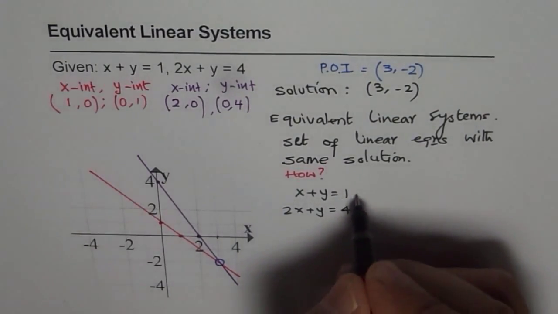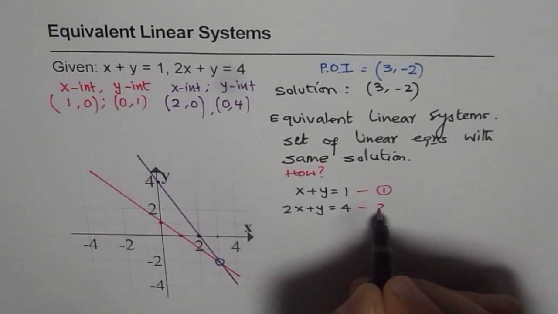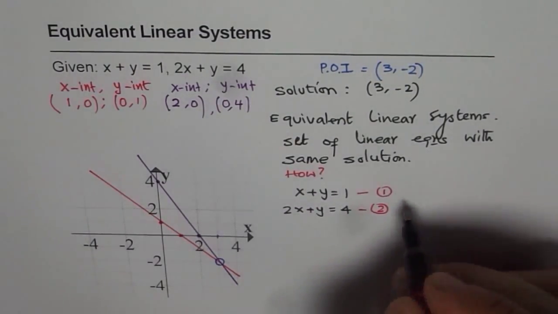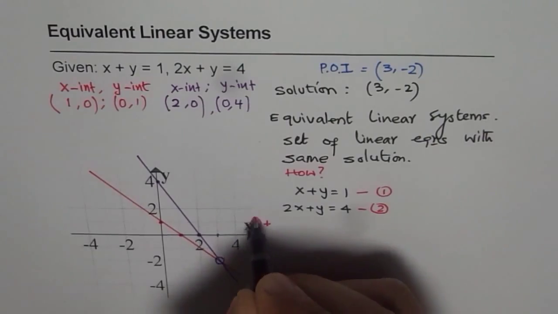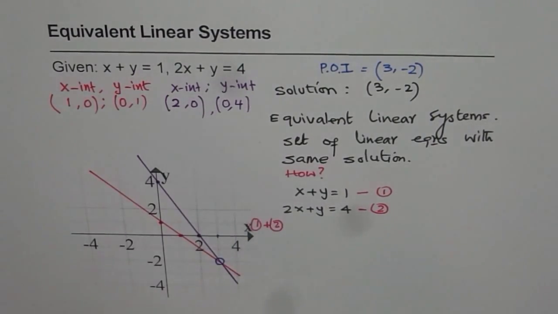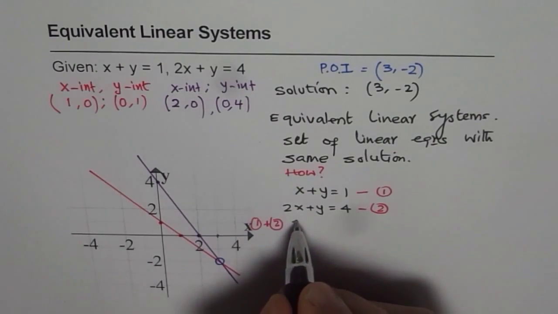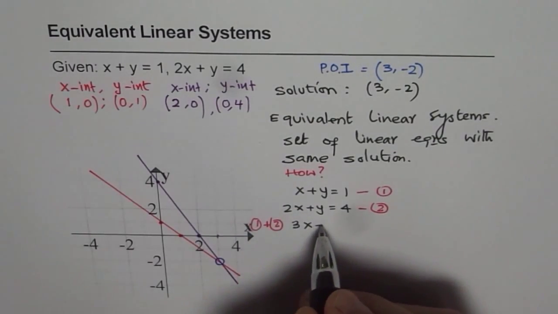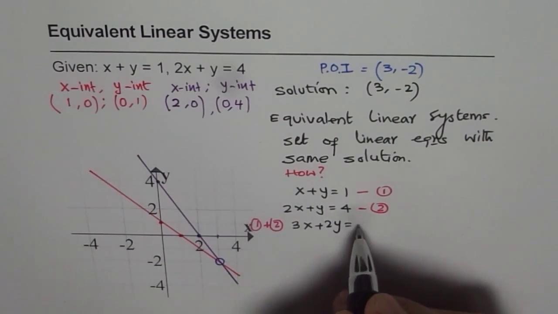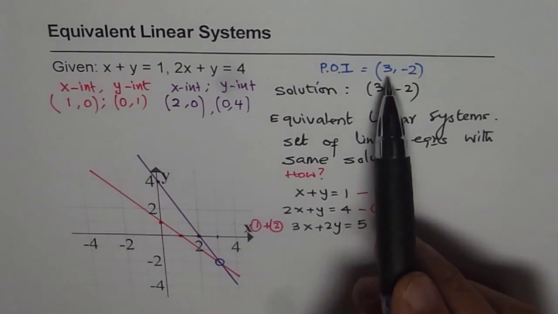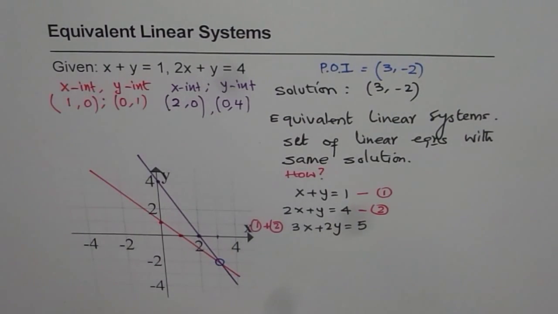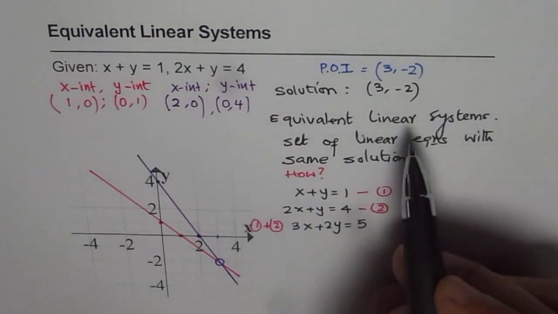Let us say this equation is equation 1 and this is equation 2. If I add these equations, what do I get? I'm adding equation 1 with equation 2. So if I add, I get 2x plus x as 3x, y plus y as 2y, and 4 plus 1 as 5. Now when I add, I have to check if this point lies on this equation or not. If it lies, then this could form a linear system with the original one also, right? 3 as the x value and -2 as the y value.